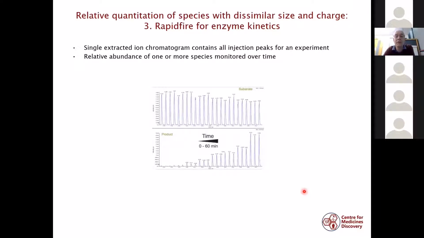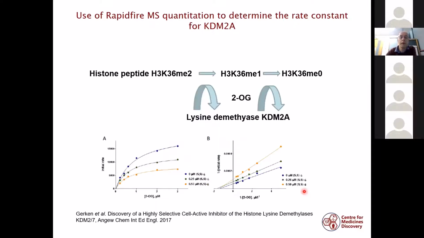Okay, so it doesn't make an individual file per injection. You have one file for the experiment which contains all the injection peaks, and the relative abundance of one or perhaps several different species can be monitored over time. And so this is what the data looks like. This is an example of a data set from lysine demethylase.